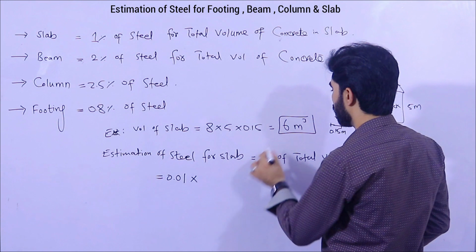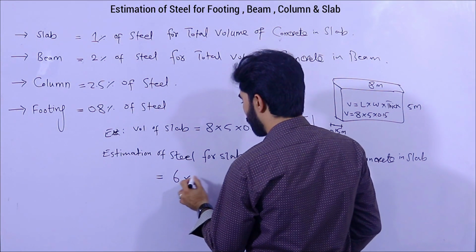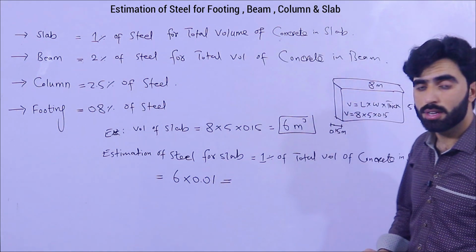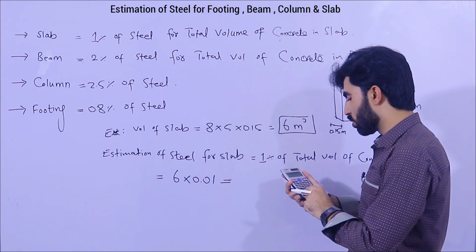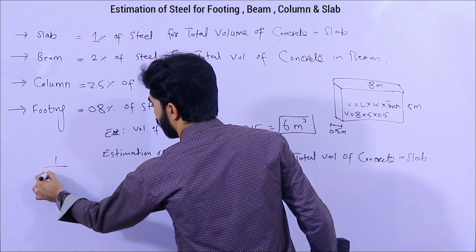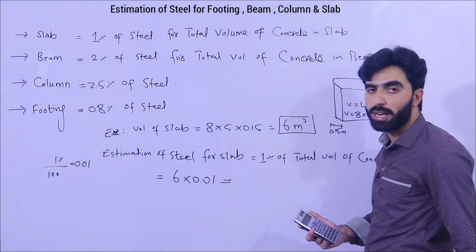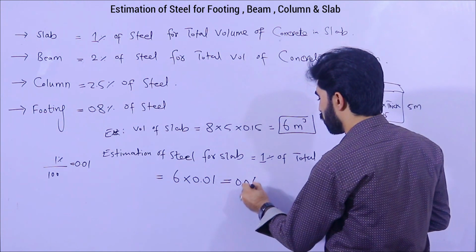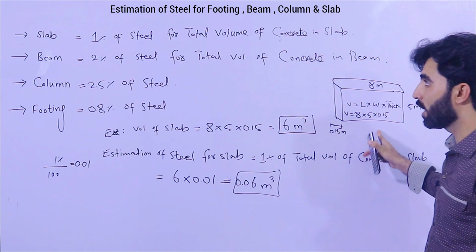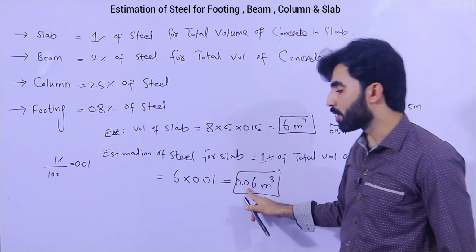So which is 0.01 multiplied by 6 meter cube. First of all I will write the volume: the volume is 6 meter cube multiplied by the percentage, which is 0.01. When you do the calculation, you will find the total volume of steel in meter cube. How do you get 0.01? When you take the steel percent, which is 1%, it should be divided by 100, then you will get the value 0.01. So when you calculate 6 multiplied by 0.01, you will get the value 0.06 meter cube. Now guys, this is the volume of steel in this slab from the total volume of concrete in the slab. So according to this, we have the volume of steel at 1% as 0.06 meter cube.